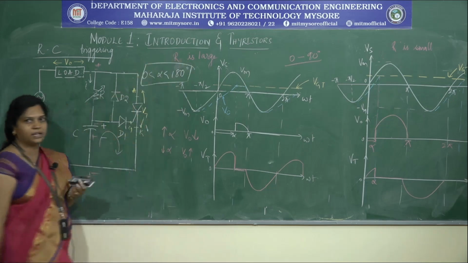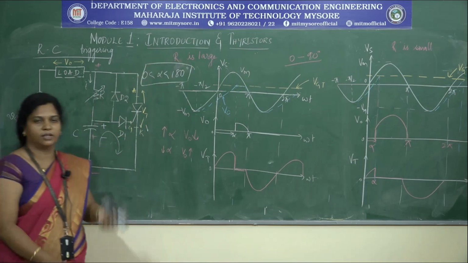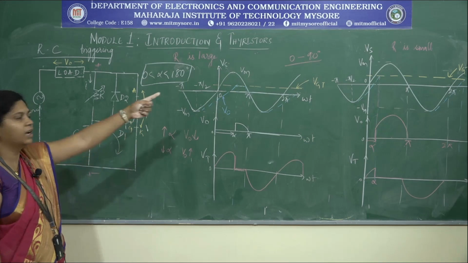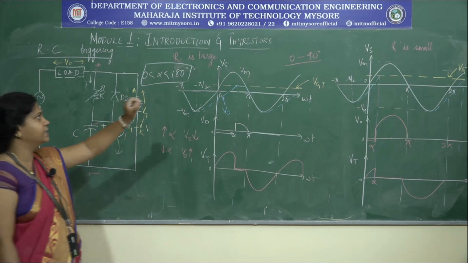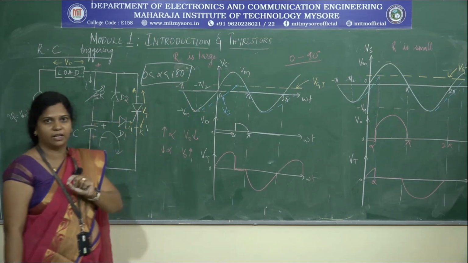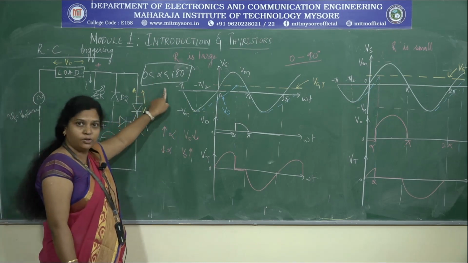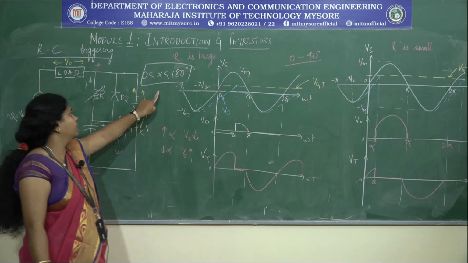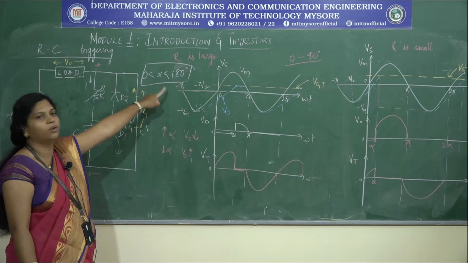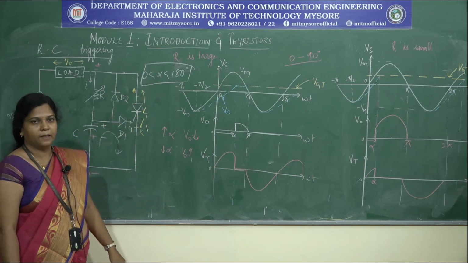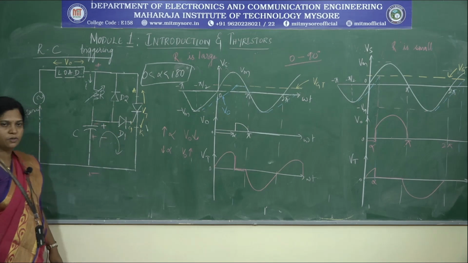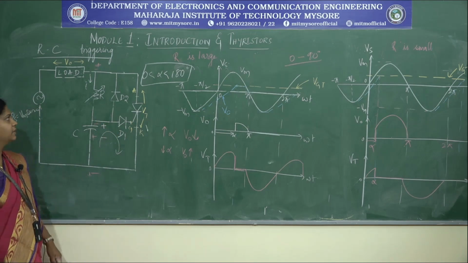So, this is a speciality of using the RC triggering circuit when compared to R triggering. R triggering only lets you provide firing pulses from 0 to 90 degree. If you are using the RC triggering circuit, you can provide the pulses from 0 up to 180 degree. So, this is the advantage of using the RC triggering method.